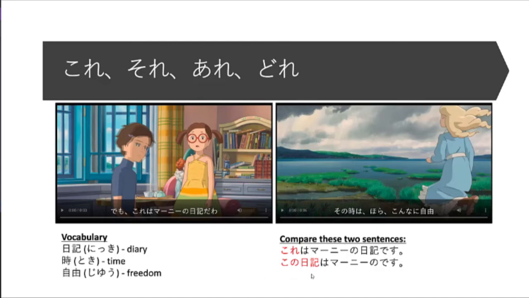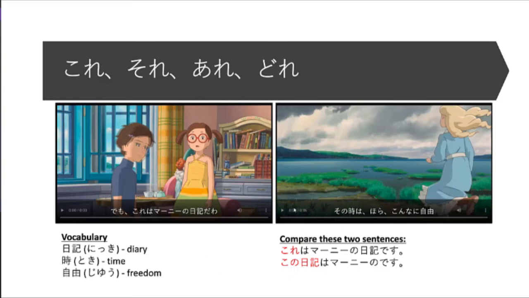Impolite. If we were gonna say, this diary is Marnie's, kono nikki wa Marnie no desu. Again, we're using no after Marnie to say it belongs to Marnie. But the reason why we say kono nikki instead of kore nikki is because when we're using kore to affect a noun, before a noun, it always uses kono. Like how you have the no particle to say, for example, watashi no yume no naka ni. It's saying kono, this diary, and the no is possession. So this diary, kono nikki, instead of kore nikki.